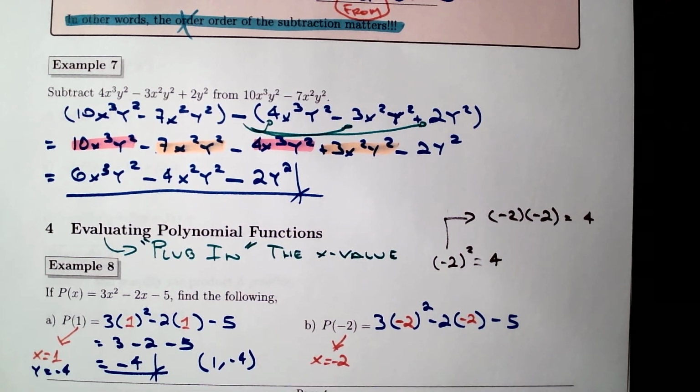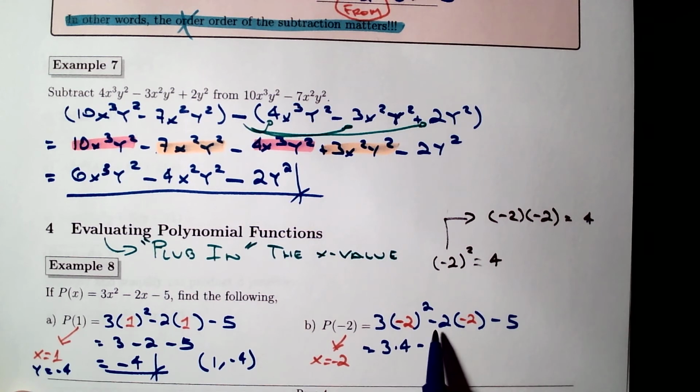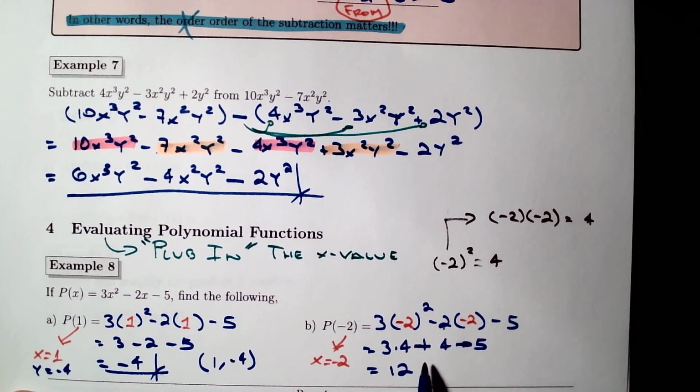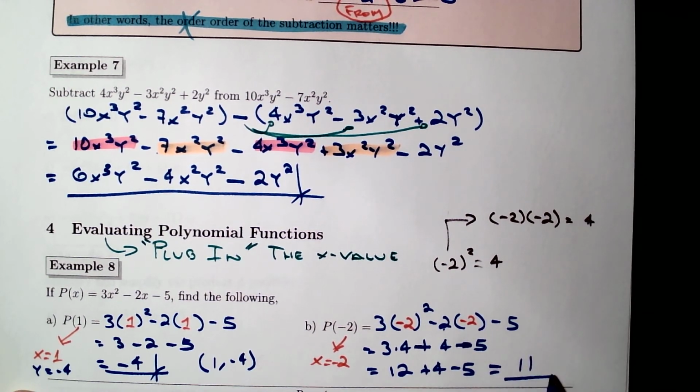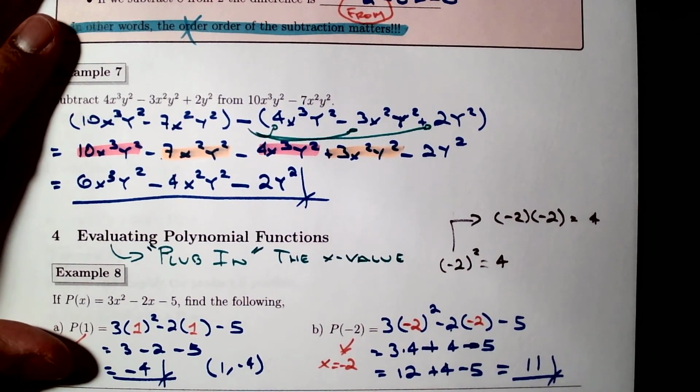Alright, so in this case we're going to have the following: this quantity becomes a 4 times 3, and then negative times a negative is positive, 2 times 2, which is 4, and then minus 5. 3 times 4 equals 12, plus 4 minus 5, which in this case adds up to 11. Alright, so this is the end of this section, so I will see you on the next video.